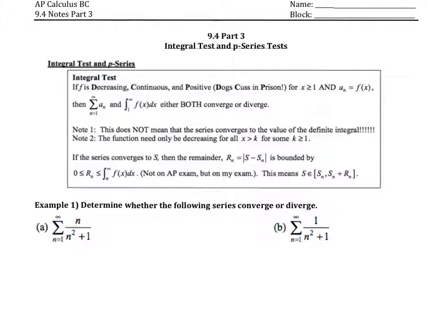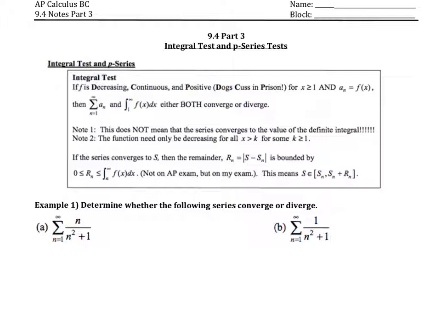So first with the integral test, it says if f is decreasing, continuous, and positive when x is greater than or equal to 1, and you think of your sequence a sub n as a function f of x, then your series, the sum from 1 to infinity of a sub n, and the integral from 1 to infinity of f of x dx either both converge or they both diverge.